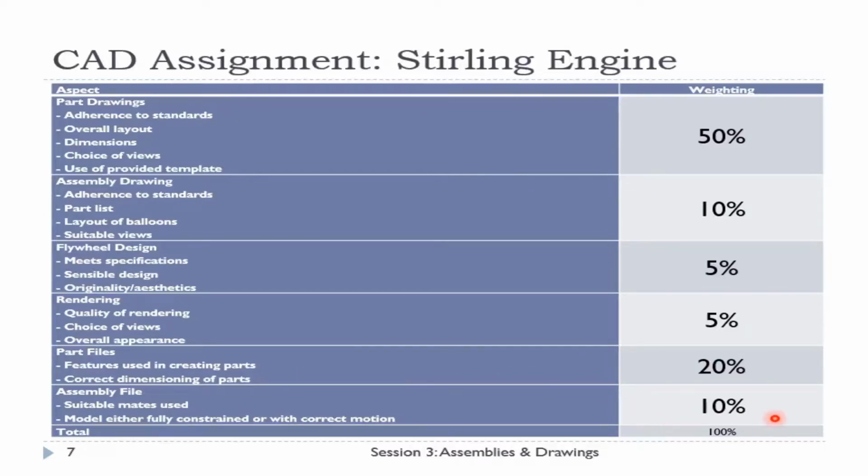Finally, the assembly file would take 10%. You must ensure that you suitably use assembly mates, and you must ensure that your model is either fully constrained or constrained so that it shows the correct motion of your model.